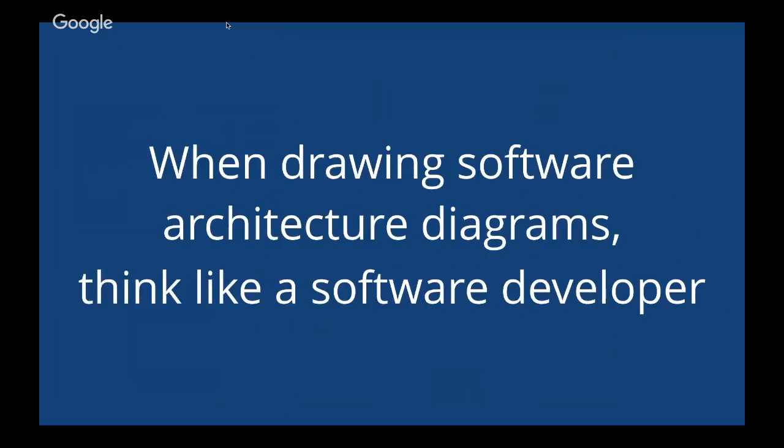So my top tip here, and this sounds a bit counterintuitive, is when you're drawing architecture diagrams, don't think like an architect, think like a developer. And the reason I say this is because when I'm creating architecture diagrams, the primary audience for my architecture diagrams is other developers. And so that's who I want to target predominantly. And so I want diagrams that inherently make sense to us as software developers.